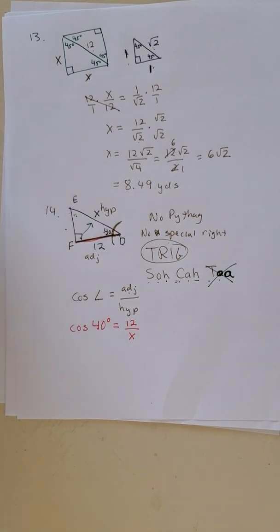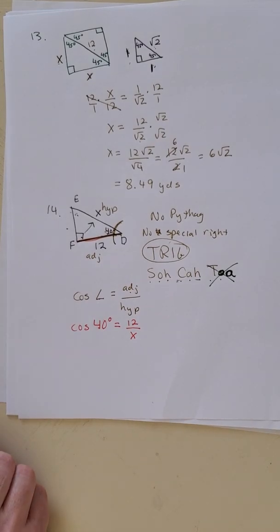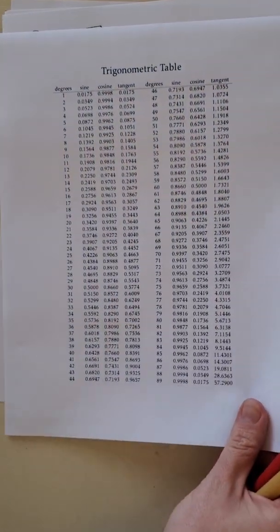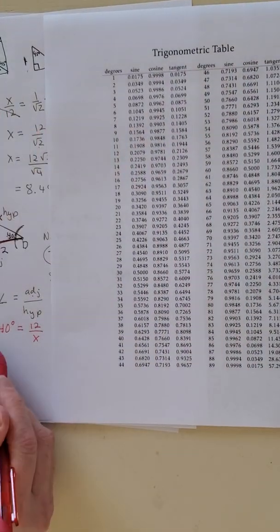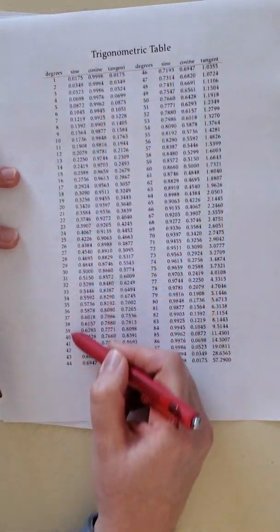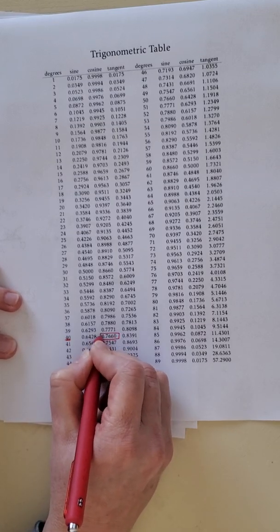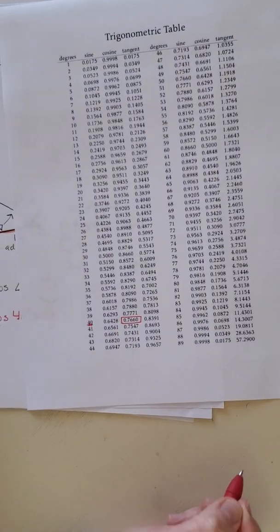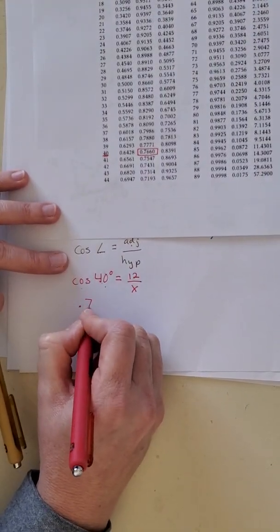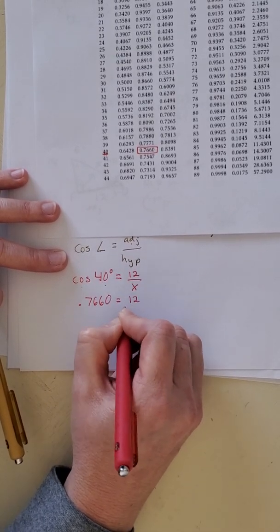I also am going to encourage you to not use the calculator for sine, cosine, and tangent. Instead, I would prefer you use your trig table. So this is asking me for cosine of 40 degrees. So I'm going to go to 40 degrees, which is right here, and then I'll go over to cosine. It's 0.7660. So now I'm going to replace cosine 40 with 0.7660 equals 12 over x.